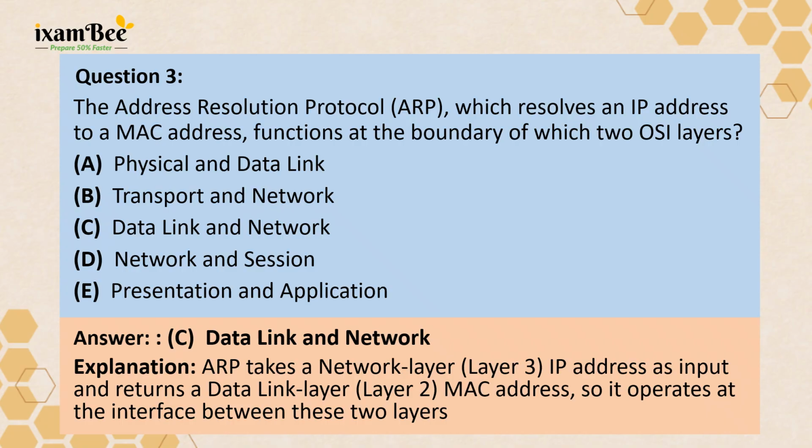Look at exactly what ARP takes in and what it gives back. Its input is a network layer, layer 3 IP address, and its output is a data link layer, layer 2 MAC address. Since it's translating between an address type that belongs to layer 3 and an address type that belongs to layer 2, ARP sits right at the interface between those two layers. So the answer here is C, which is data link and network layer.